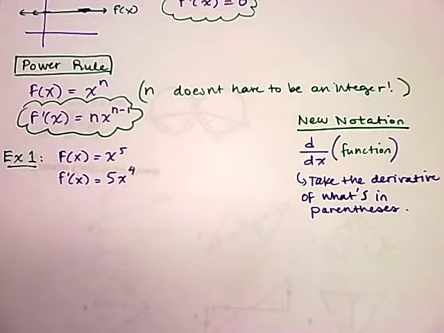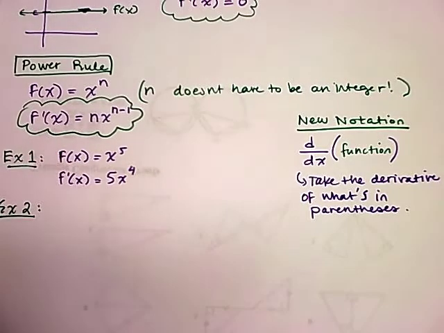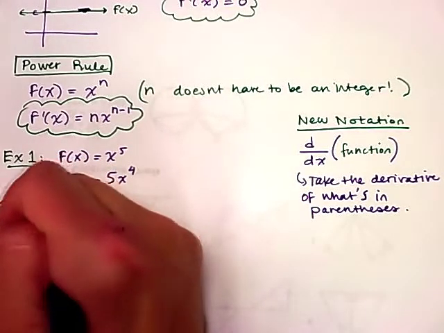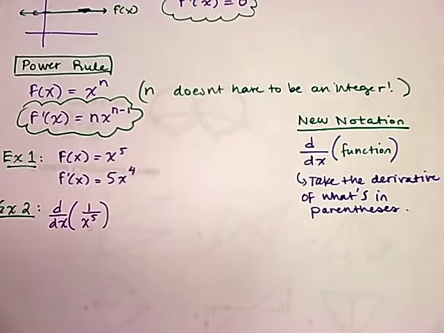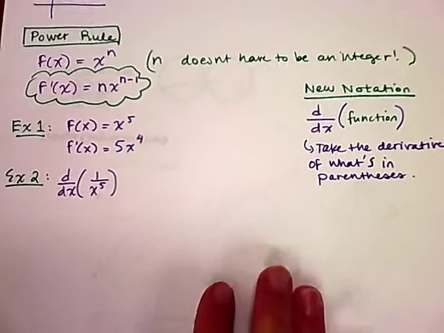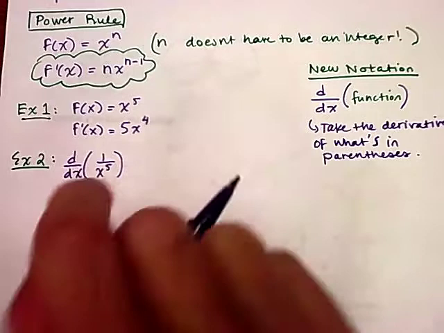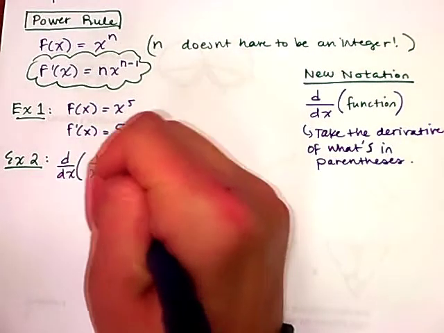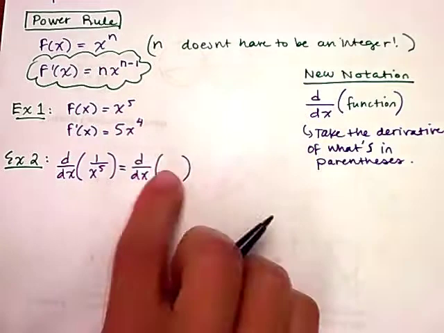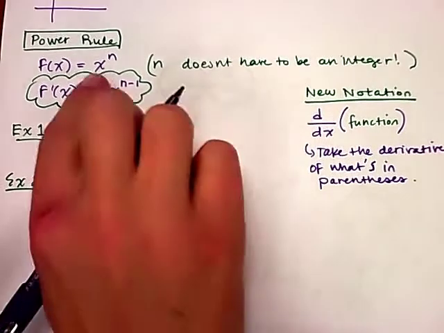So let's look at another example. I'm going to use the new notation this time. So what if I said d dx of 1 over x to the fifth? Okay, so I say we can still use the power rule here because I can rewrite 1 over x to the fifth as, I'm just going to write my d dx again and rewrite what the function is in a way that we can actually express it as x to a power.